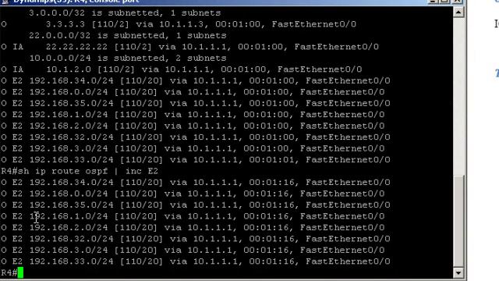192.168.0.0/24 and 192.168.1.0/24 and 192.168.2.0/24, as well as 192.168.3.0/24, may be summarized into one summary, 192.168.0.0/22.